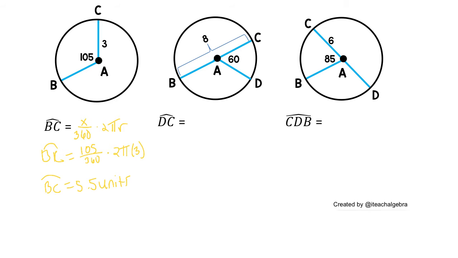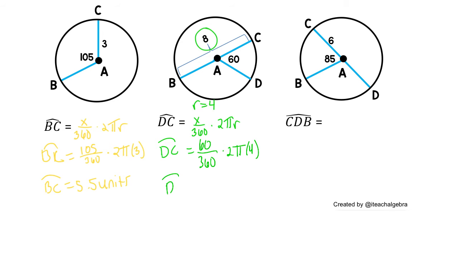Try the next one. Here we're given the diameter is 8, so that means our radius is half that, or 4. We're going to use this same equation, x over 360 times 2 pi r. That means arc DC, we want DC, so that's 60 over 360 times 2 pi times 4. After we calculate that up, we get DC is 4.19 units.